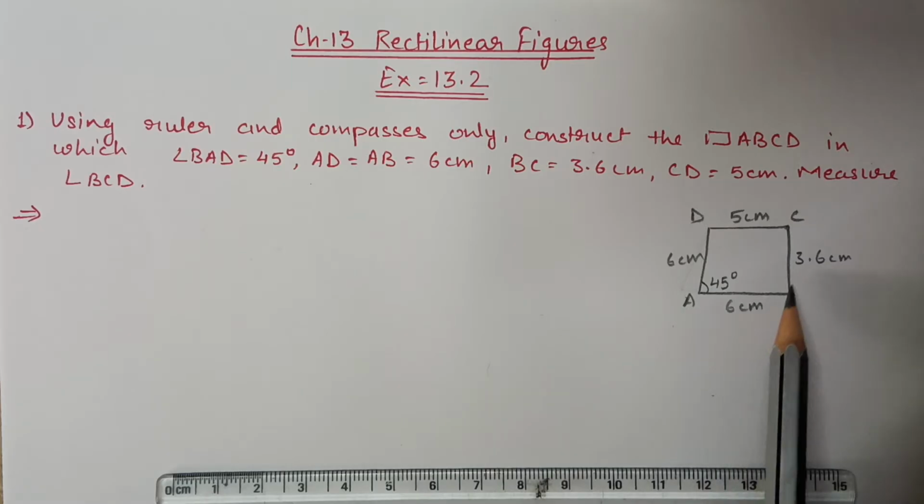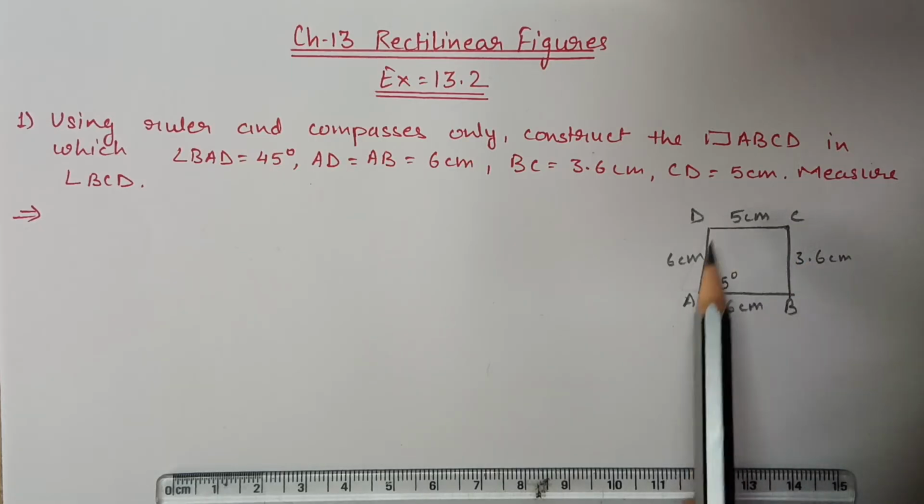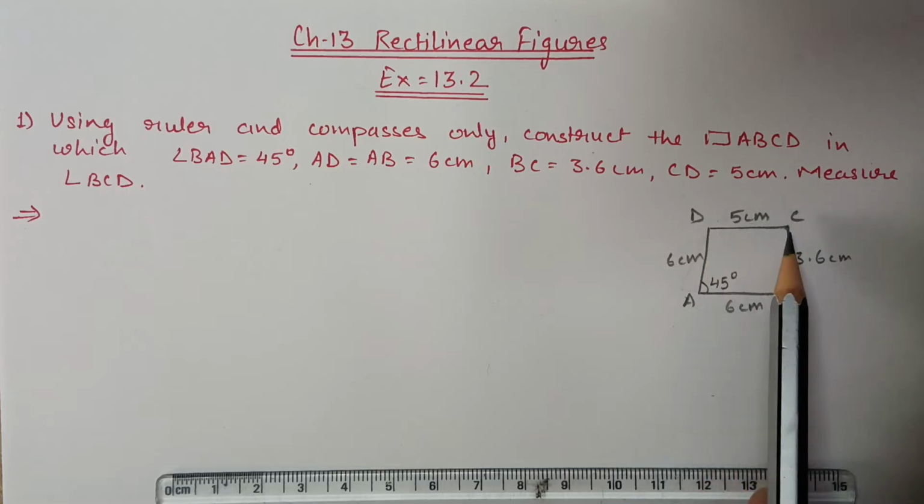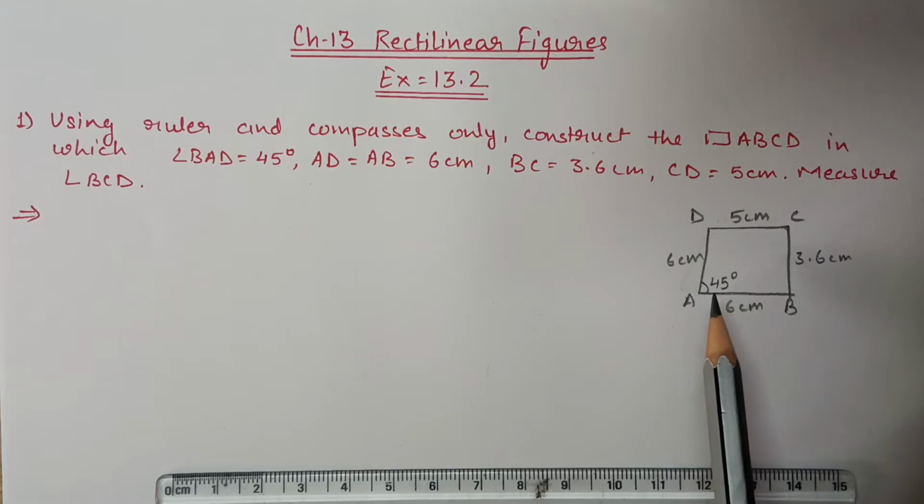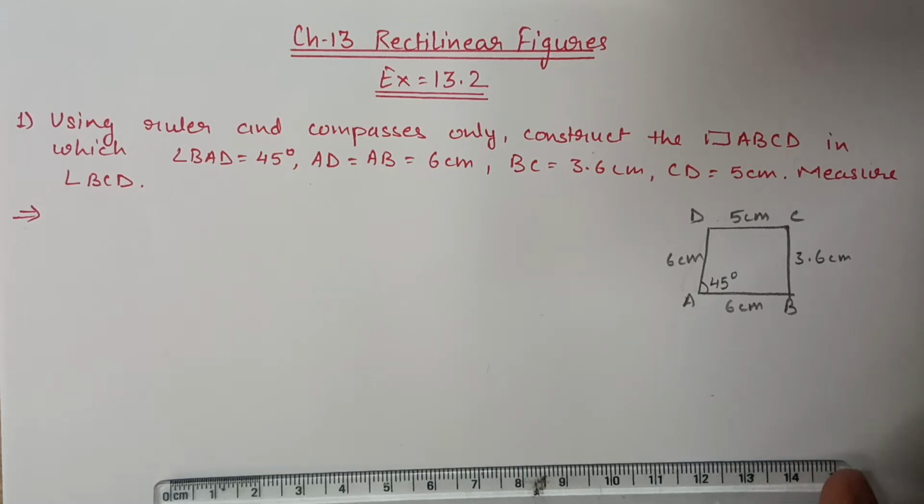So I have made here one rough figure. ABCD a quadrilateral, AB 6, AD 6, DC 5 centimeter, CB 3.6 centimeter, and this angle is 45 degrees. Try to keep always the angle on the baseline. Now we will start this construction.